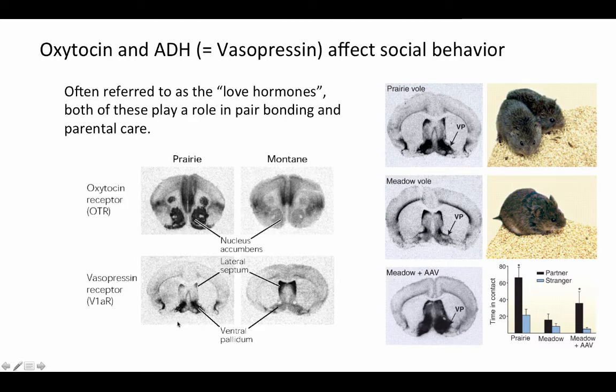And then if we looked at the vasopressin receptors, we see a large number of them in this region of the brain and very few in the montane voles. So we can see that these two hormones, oxytocin and vasopressin, often referred to as the love hormones, both of these play a role in pair bonding and parental care.